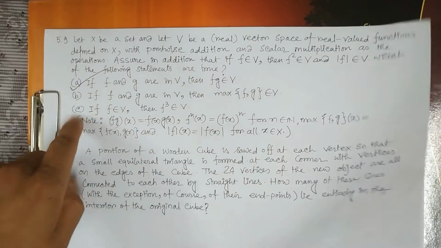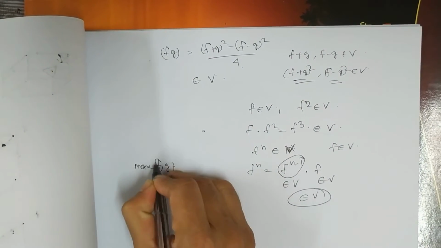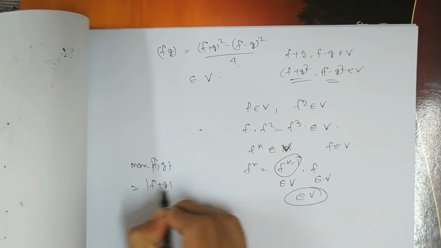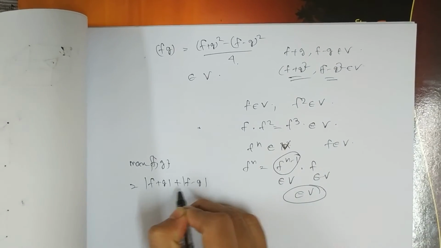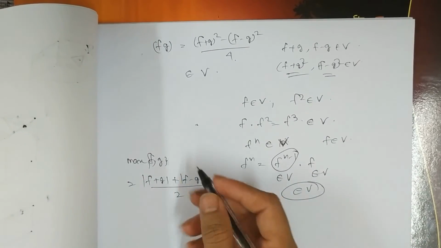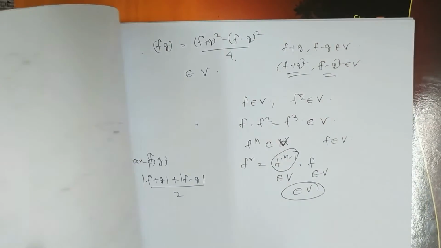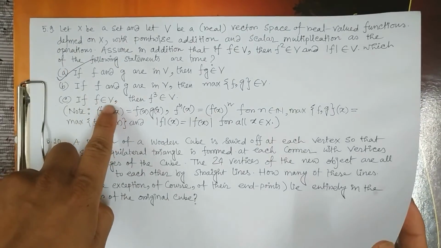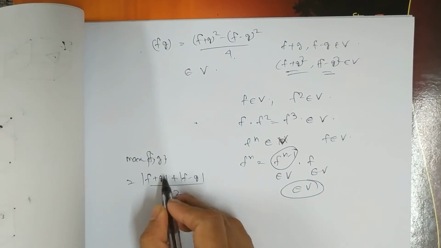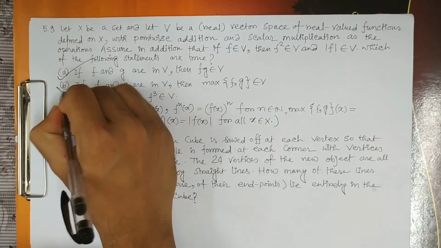Now let's consider the B option. This is also not that difficult, because we can write the maximum of f and g in terms of modulus functions, which is (f plus g) by 2 plus mod of (f minus g) by 2. It is very instructive to verify these two are equal by taking cases. Now since we are given that mod f belongs to V and f, g are also in V, it is a linear combination of f plus g and mod of f minus g, so this also belongs to V, right? So options B and C, both of them are correct.